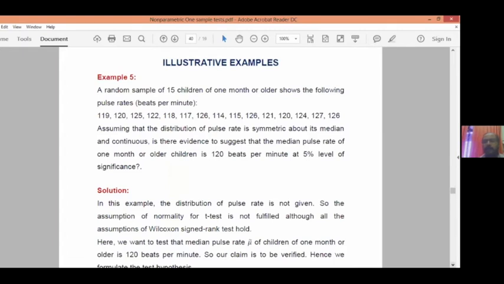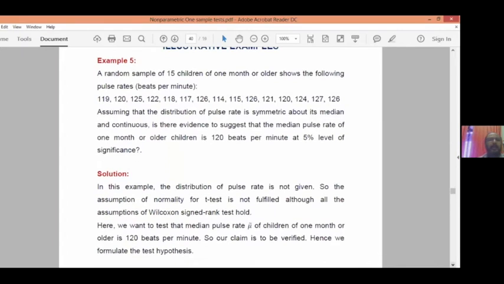Now I will illustrate one example here. A random sample of 15 children of 1 month or older shows the following pulse rate in beats per minute. The observations are given here for 15 children. Assuming that the distribution of pulse rate is symmetric about its median and continuous, is there evidence to suggest that the median pulse rate of the 1 month or older children is 120 beats per minute at 5% significance?